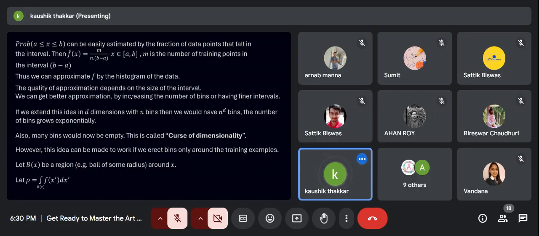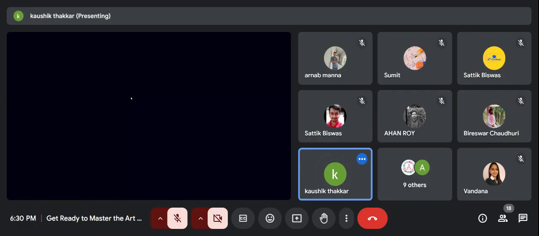So we define rho, that is nothing but the integration of f over the area Bx, right? And since the density function is taken to be nearly constant over Bx, then rho is nothing but the product of f(x) times v, where v is the volume of Bx, right?